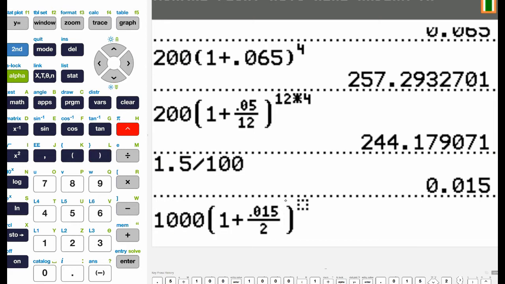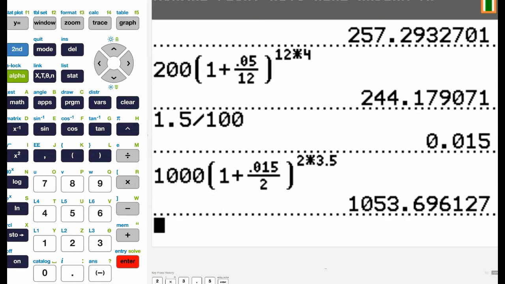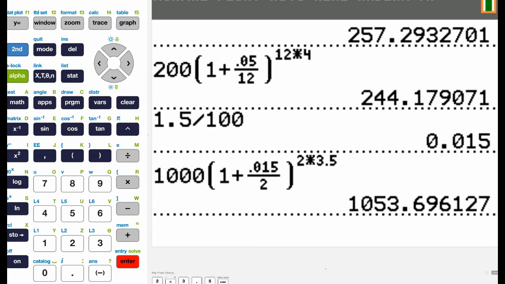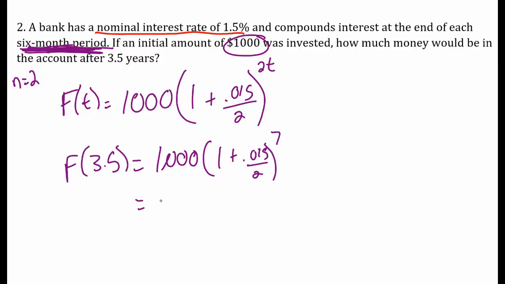If you don't have a TI-83, you might as well just type in 7, or you could just type in 2 times 3.5. How much money will she have? Or we don't know who it is who's investing this money. How much money will there be in the account? 1,053 round up to 70. That's how much money will be in there after 3.5 years.